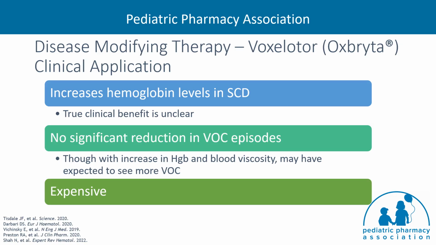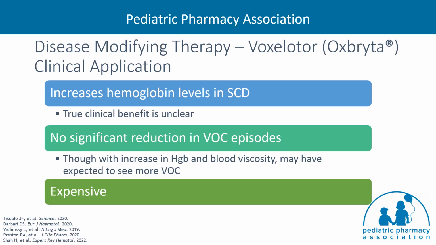Looking back at clinical application of this, when we talked about hydroxyurea, we said we know this is first-line therapy. For voxelotor, its exact place in therapy is still yet to be determined. So it's unclear the true clinical benefits. However, we did see increases in hemoglobin levels in patients. And there was a study at the end of 2021 by Shaw and colleagues that did show a decrease in mean transfusions for these patients because of those higher hemoglobin levels, which of course is a potential benefit for these patients.